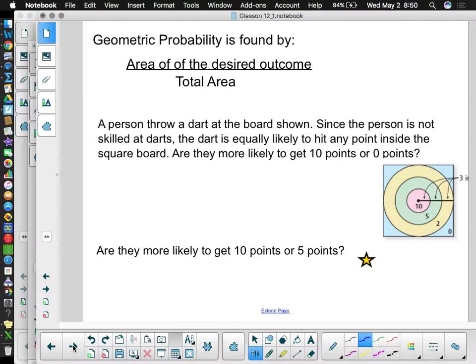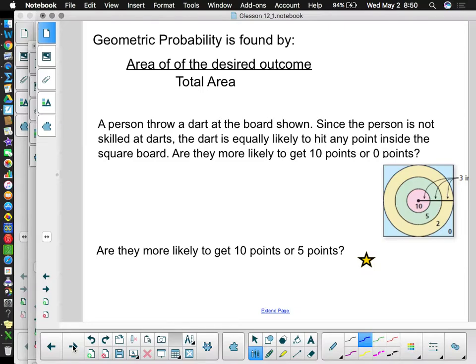So what we'd have to do is find the probability of getting 10 points and the probability of getting 0 points. Again, since throwing a dart is normally a skill-based thing, the outcome normally wouldn't be random. So in this case, we're going to assume that the outcome is random. If someone is skilled at throwing darts, obviously the outcome is not random. Okay, so I'd have to find the probability of getting 10 points or 0 points.